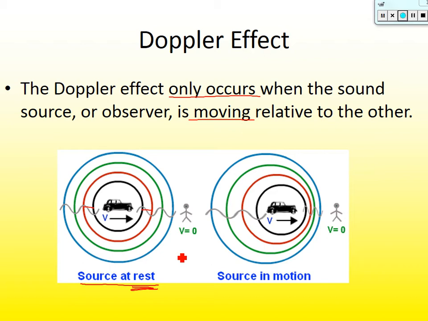The Doppler effect only occurs if there's motion relative to each other. Either this observer is moving or the source is moving. Now the car is moving forward, which bunches up the waves in front of it, so this observer would hear a higher pitched sound. This guy back here, because the car is moving away, would hear a lower pitched sound. So in order for the Doppler effect to work, there has to be motion.